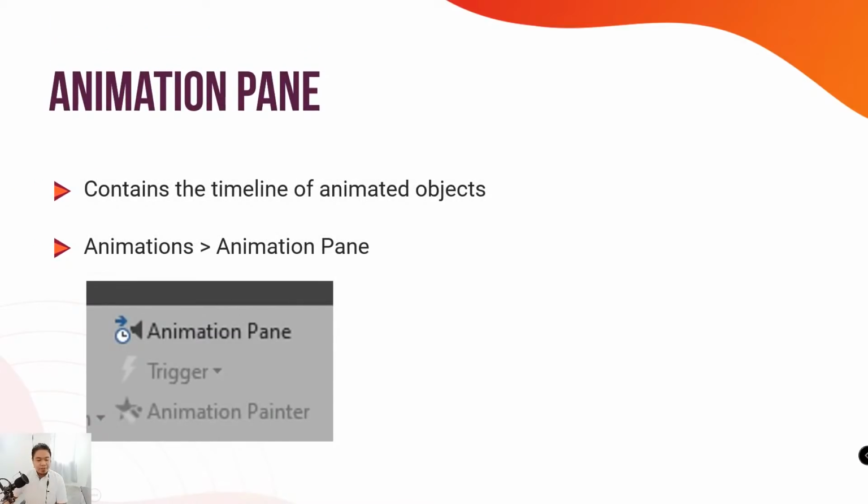Next po tayo is meron din tayong tinatawag na animation pane. Sa animation pane, naka-contain po dito yung timeline ng mga animated objects natin. So pag gusto nating mag-animate later on, no? So gagamitin natin si animation pane. So again, animation pane contains the timeline, or simply it is the timeline of PowerPoint animation. So to access that, meron po tayong animations tab sa PowerPoint. Sa mga sanay na po sa PowerPoint or familiar na po din sa PowerPoint. But again, later on, i-discuss po natin to lahat one by one.